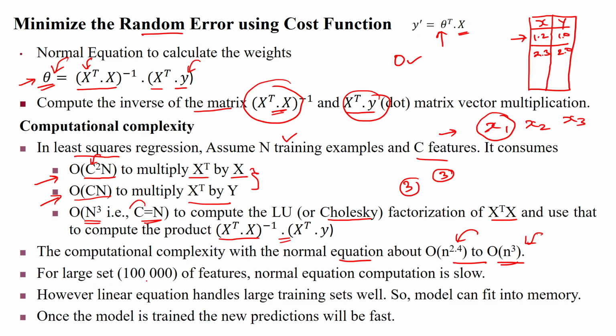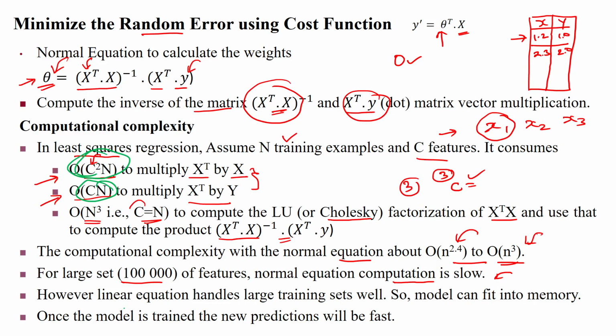For a large set of features, say 1 lakh features, the normal equation computation will be very slow, because when you change the number of features c, it affects the time complexity based upon the number of features.